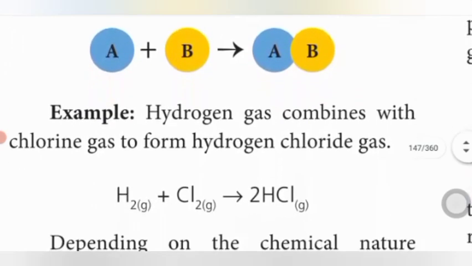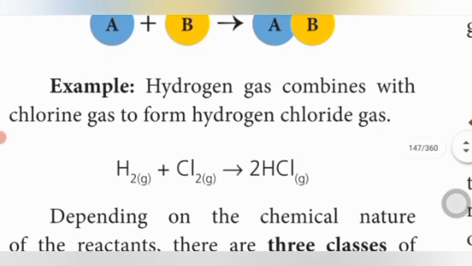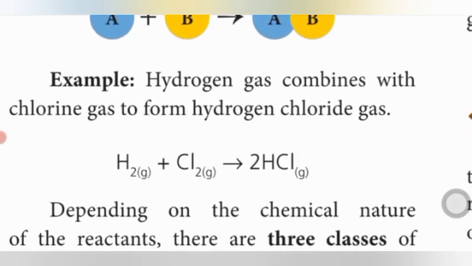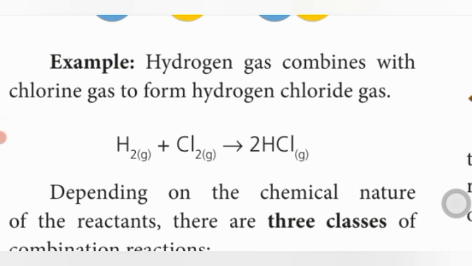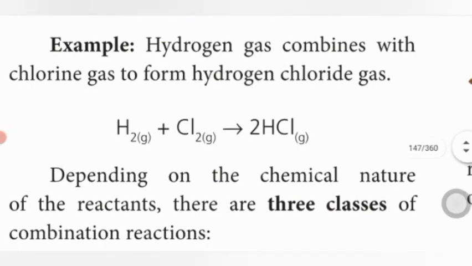Example of a combination reaction. First example: hydrogen gas combines with chlorine gas to form hydrogen chloride gas. Hydrogen gas, formula H2, plus chlorine gas, formula Cl2. Both are present in the gaseous state, so the short form G is in the subscript. It gives hydrogen chloride gas. This is a single product. Hydrogen and chlorine are two reactants combined to form a single product.